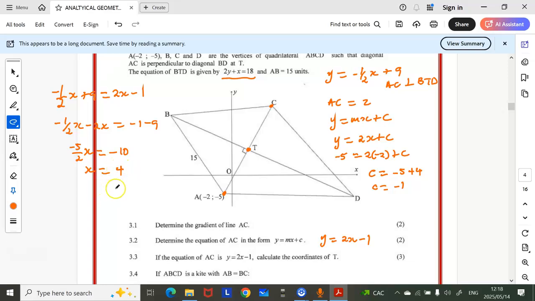Now for the coordinates of T, we have x now, which is 4. Now we need y. To get y, you just pick one equation that you think is easy for you, either this one or this one, and substitute x to get the value of y. So y will be equal to 2 in bracket 4 minus 1, and that will be 7. Right.